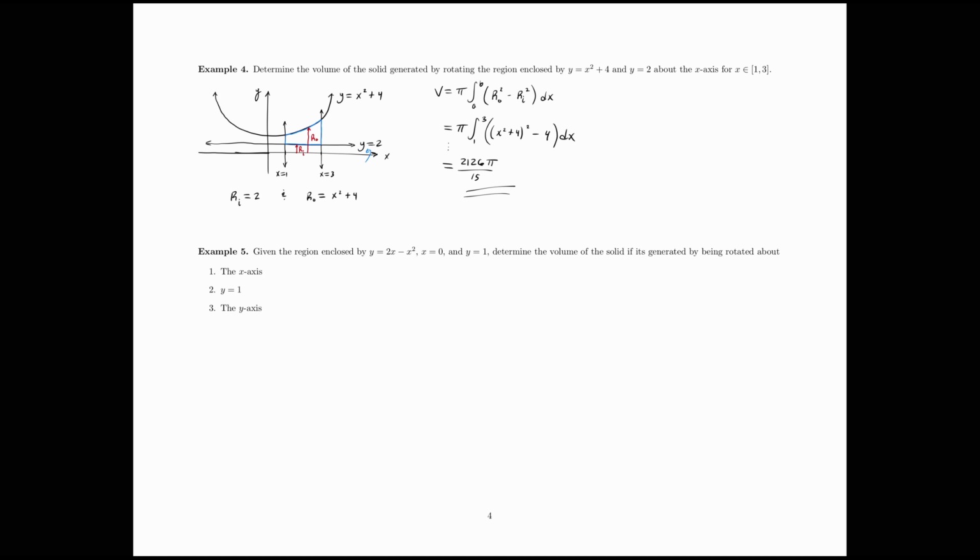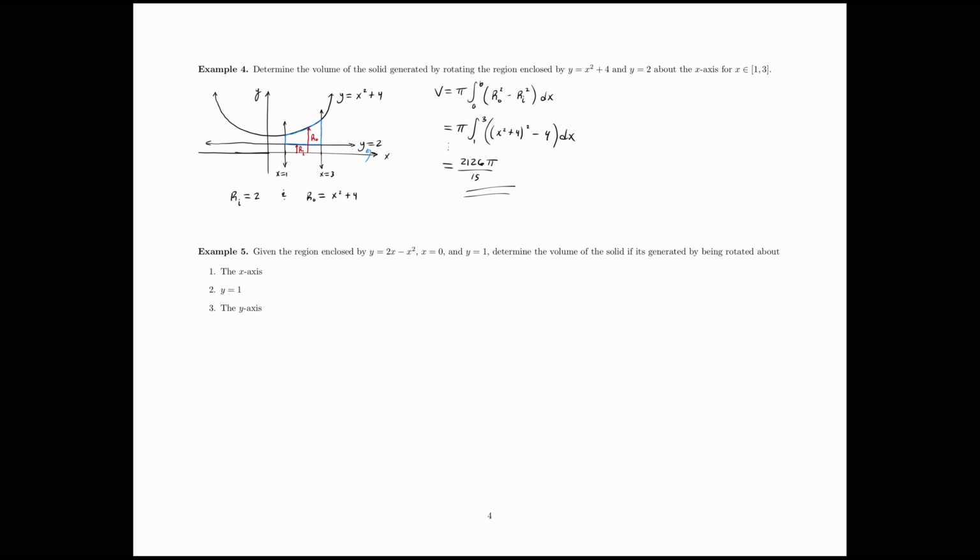Okay, the next example we have here is example 5. Given the region enclosed by y equals 2x minus x squared, x equals 0, and y equals 1, determine the volume of the solid if it's generated by being rotated about the x-axis, y equals 1, and the y-axis.